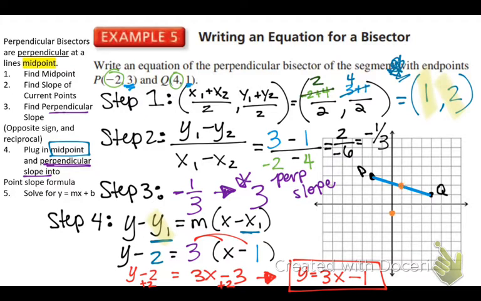Up 3 over 1, up 3. It looks like this. Now, does this center point where they connect, does that look like the midpoint of PQ? Looks pretty dang close. All right, and then they form a right angle together.